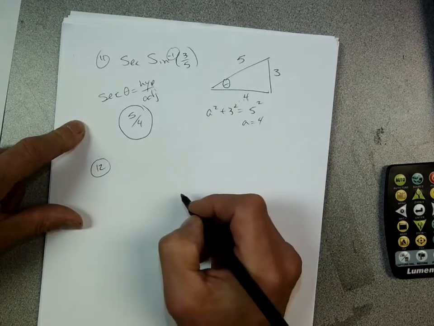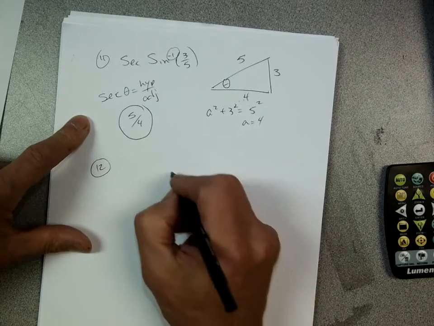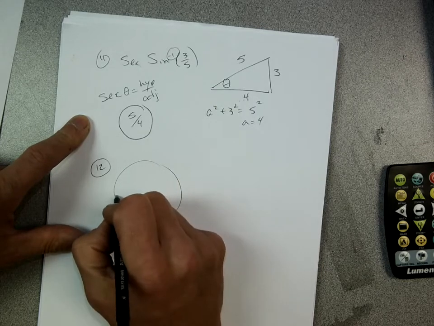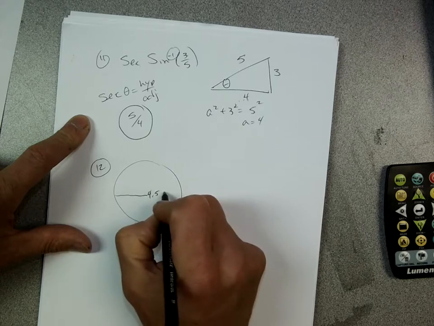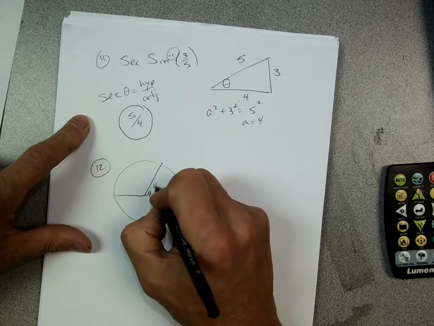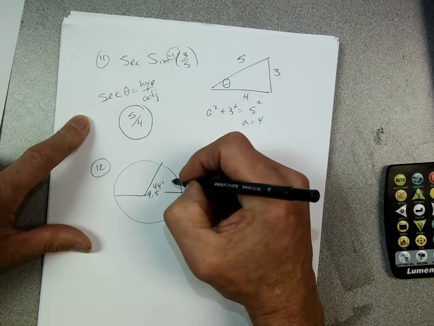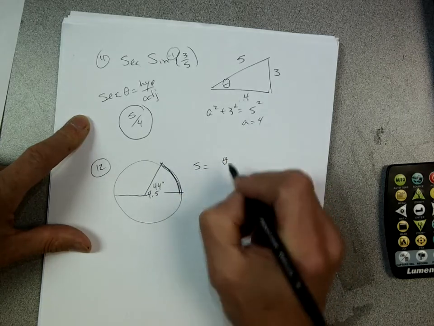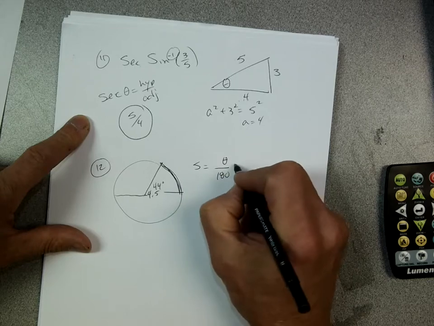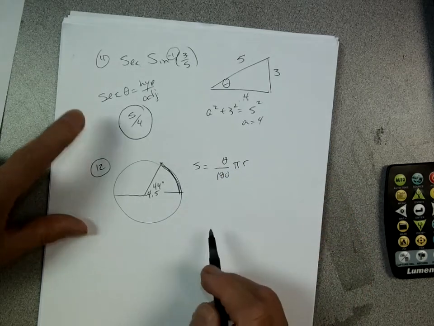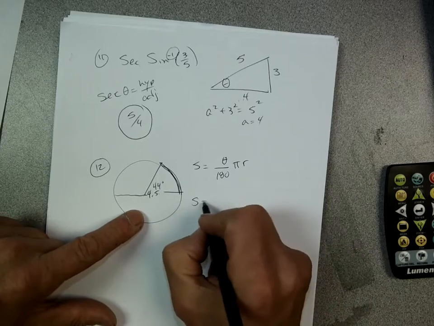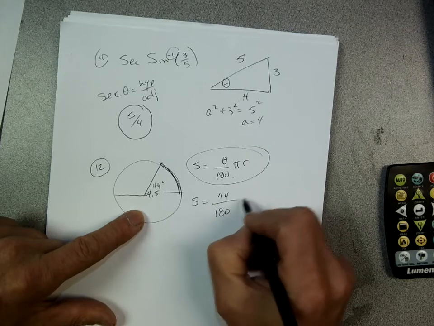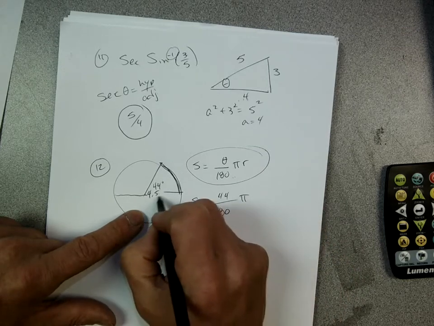All right, let's see what we got. So, we've got a discus ring, all right? So let's just draw a picture. We've got a discus ring, and the diameter is 4.5 feet. And the throwing angle for the discus is 44 degrees. Now, if we want to find the arc length, that's that right there. We're going to go S is equal to theta over 180 times pi r. All right? So that's easy. We're just going to take S, which is the arc length, this theta, which is, that's our formula, 44 over 180 pi times the radius. Now the radius has got to be 2.25, right?